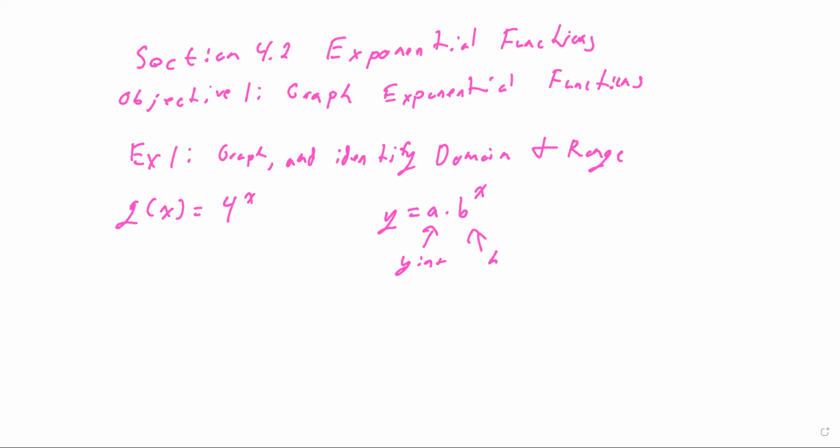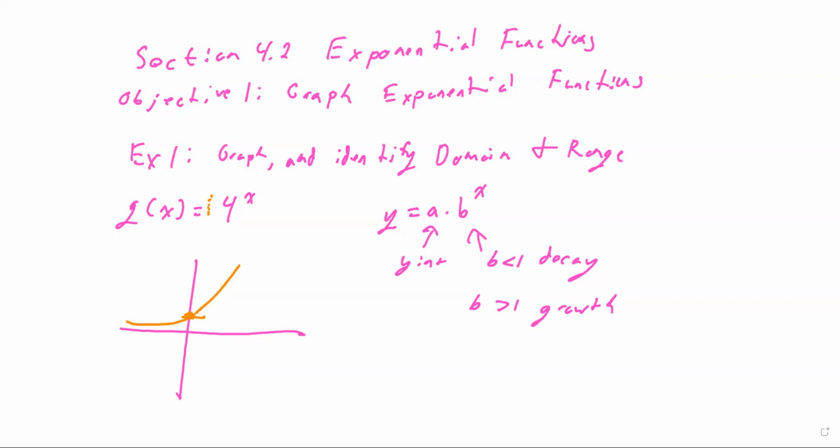So basically, if B is less than 1, it will be a decay, meaning it's going down. And if B is greater than 1, it is a growth, meaning it's going up. So to graph something like this, it'd be an imaginary 1. So that means I'll start at 1, and then knowing this is a growth because 4 is greater than 1, I'm just going to sketch a graph.